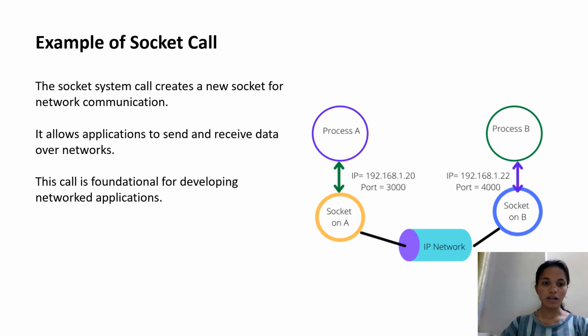Example of socket call. The socket system call creates a new socket for network communication. It allows applications to send and receive data over networks. This call is foundational for developing networked applications.